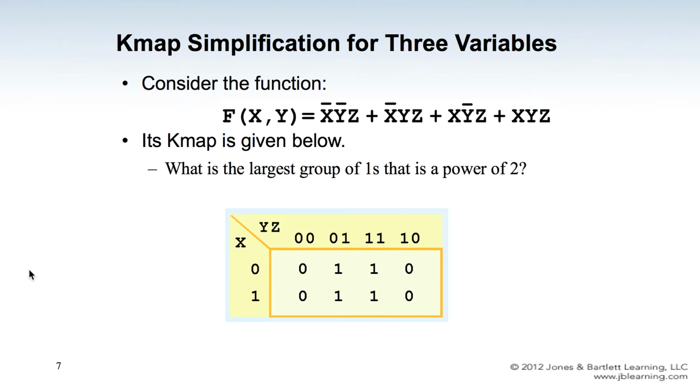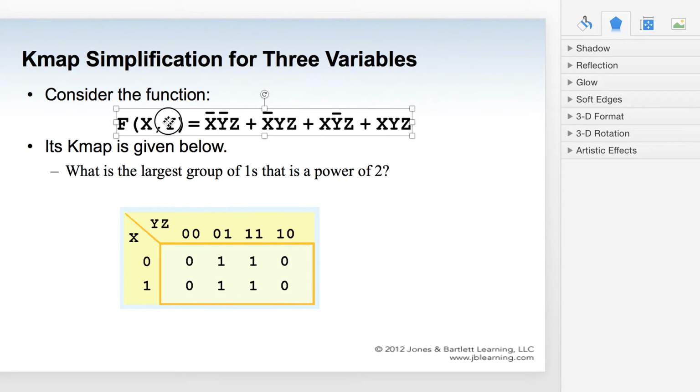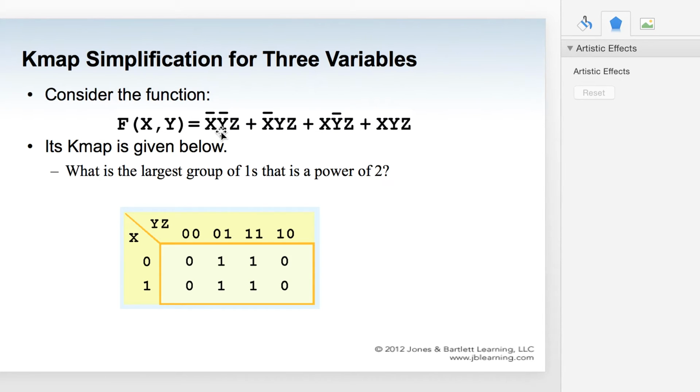Now, consider the function f of x, y, z. You have the 3 variables, so we have f of x, y, and z. The typo is the missing variable z here. The function can be represented by x naught, y naught, z, plus x naught, y, z, plus x, y naught, z, plus x, y, z. From this function, we're going to represent it using the K-map.